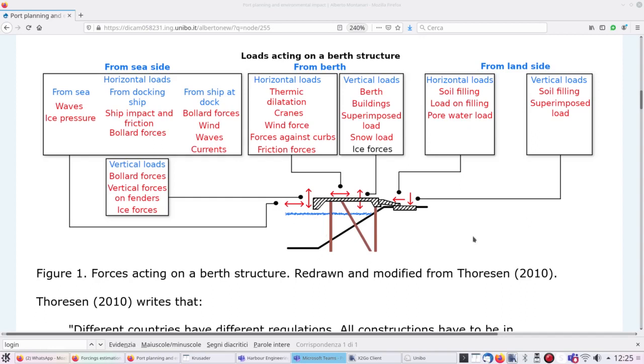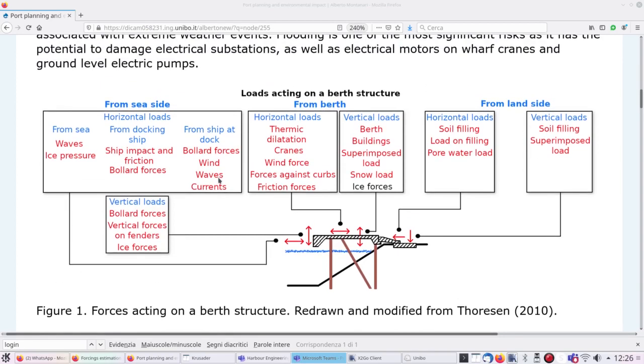Okay, good. Now the screen is already shared, yes, and let's have a look at this figure. I think this figure is interesting because it's clear, and I took it from the reference that you see in the caption. But I modified it to simplify it a little bit, and also to make the terminology consistent with what I used. And I think this is a clear sketch of the actions from the seaside berth and from landside.